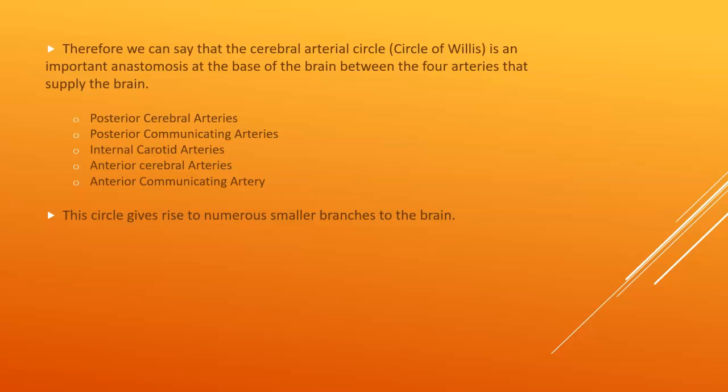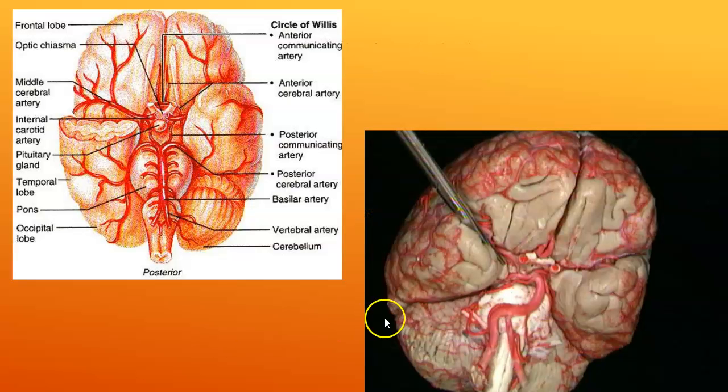And of course, there are a vast number of small branches that come off here. What's very interesting about this and why this is so important to the brain, any one of these arteries could be completely clogged and unable to function, and the brain will still get a good supply.